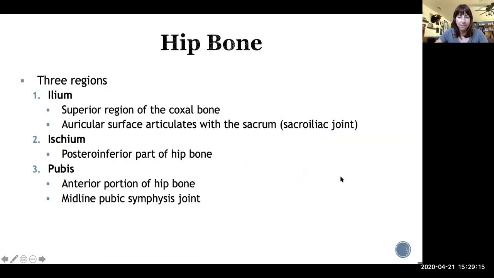So let's look at the three regions of the coxal bone: the ilium, the ischium, and the pubis. Ilium is the most superior, the top part, so your actual hip bones, when you think about your hip bones. It also articulates with the sacrum at the back, at the sacroiliac joint, right? Because it's the combination of the sacrum and the ilium. And then the ischium is basically just posterior, inferior to that. So it's the part right below the hip bones. And the pubis is that front part where it's connected by the cartilage at the pubic joint, the pubic symphysis joint.